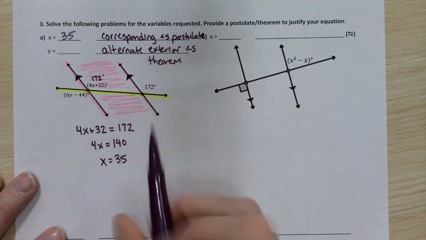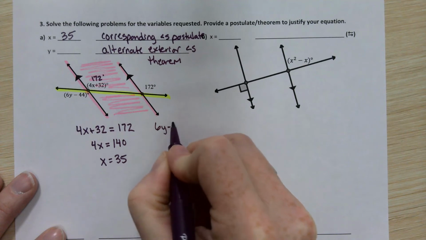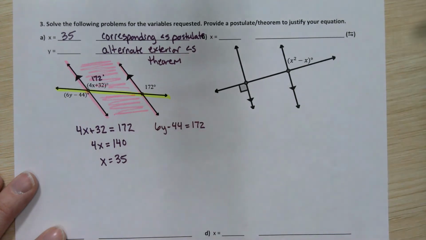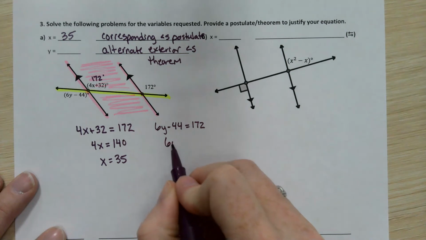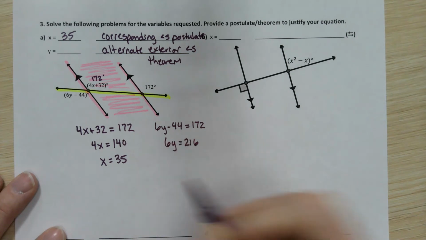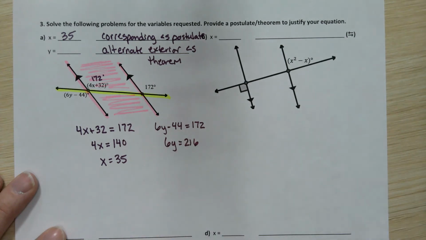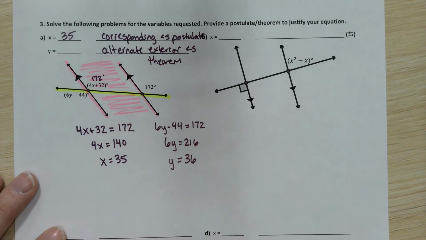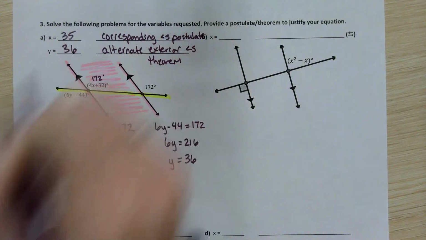That theorem tells us that alternate exterior angles are congruent. So 6y minus 44 is equal to 172. We're going to end up adding this time. So 172 plus 44, 6y will be equal to 216. And then dividing both sides by 6 to finish it out, we'll end up with y equal to 36.